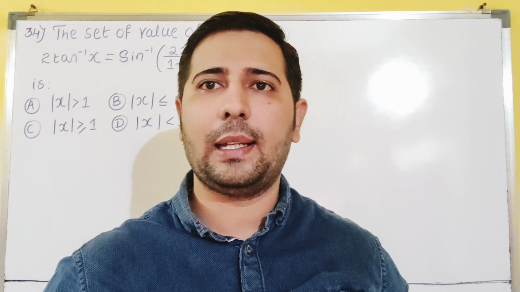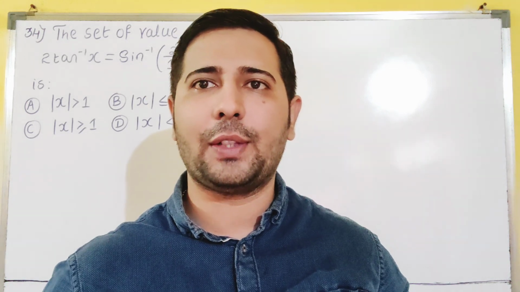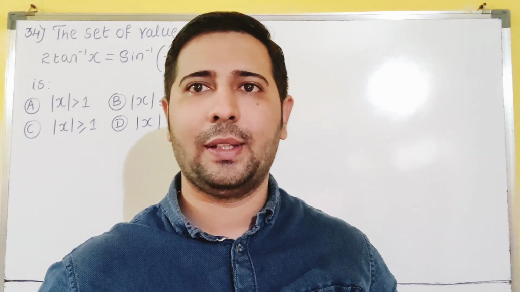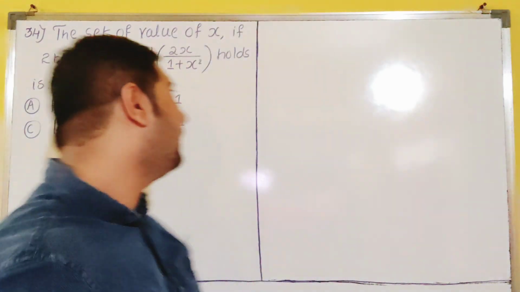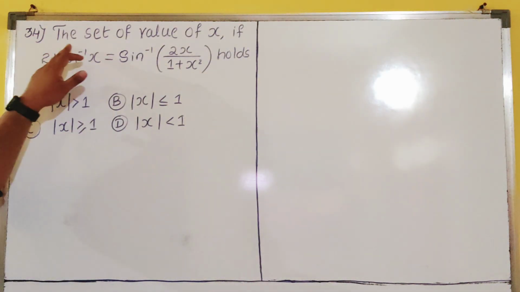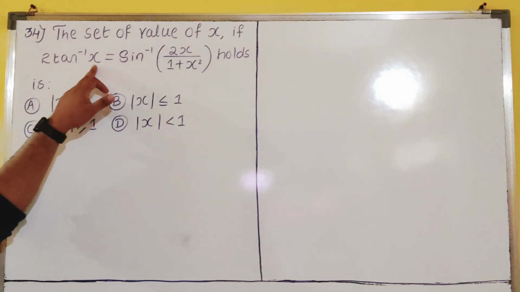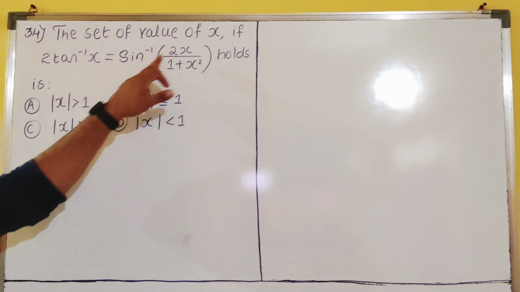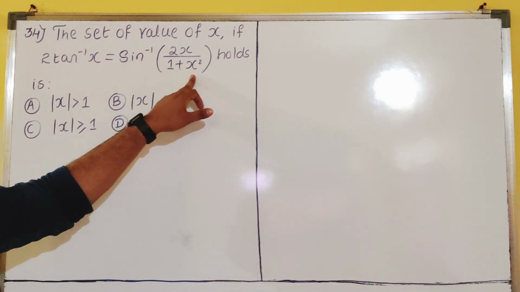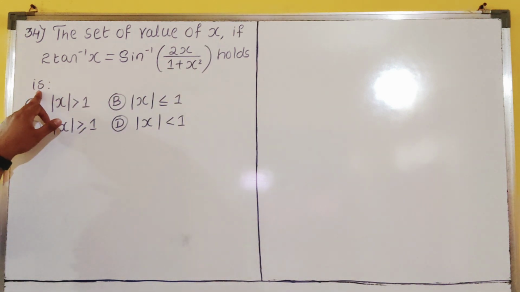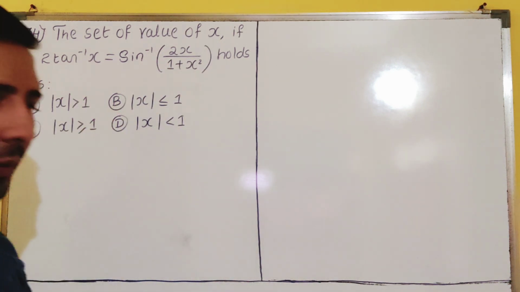In today's class we are learning the remaining MCQ questions of inverse trigonometric functions theory. Now see here, question number 34, what they had asked. The set of values of x for which 2 tan inverse x is equal to sin inverse of 2x divided by 1 plus x square holds is. They have given 4 options, dear students.